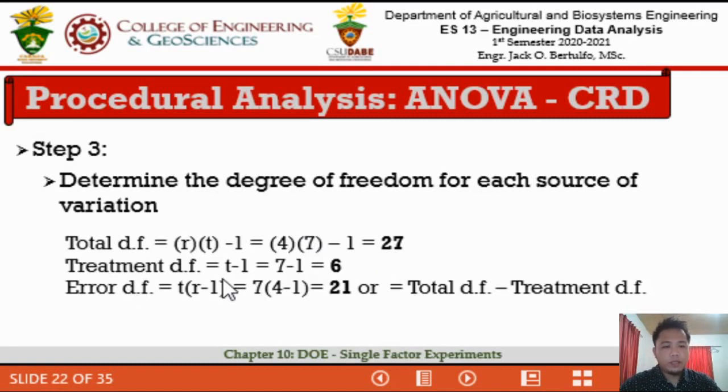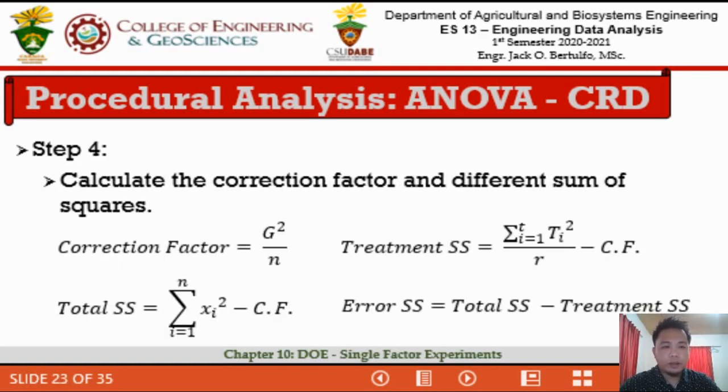Then for treatment, it is just T minus 1, which is the number of treatment minus 1. So there are 7. So you have 6 degree of freedom for the treatment. Then for error, you can calculate by using this formula, T times the quantity of R minus 1. Or you just use total DF, the total is 27, minus the treatment DF, which is 6. So 27 minus 6 is 21. So the same with this formula. Okay, so after that, nanatay degree of freedom, let's proceed to the sum of square.